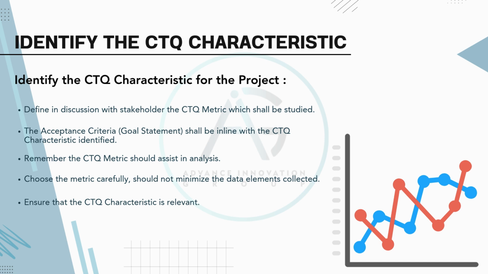In this step, we focus on identifying the critical to quality CTQ characteristic for the project, the specific metric that reflects what the customer values the most. Here are the key actions. First, collaborate with stakeholders to define which CTQ metric you'll study. This ensures alignment and avoids misinterpretation later.